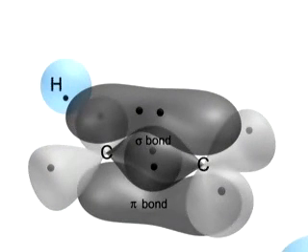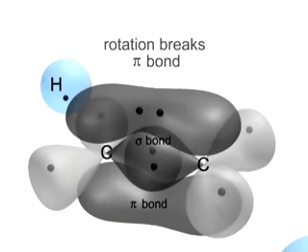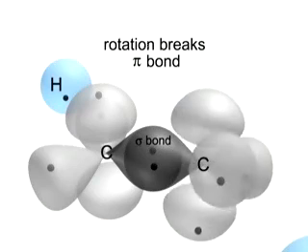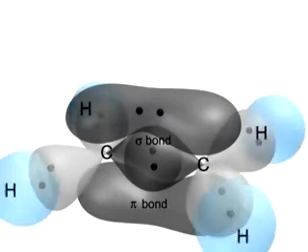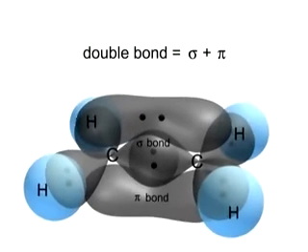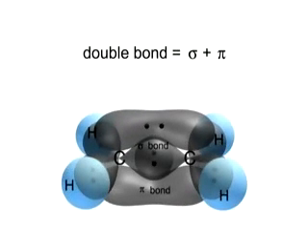Most importantly, it is weakened, and in fact breaks by rotation of one atom with respect to the other. Thus, a double bond consists of one sigma and one pi bond. In the ethylene molecule, four H atoms overlap the four other carbon sp2 orbitals.